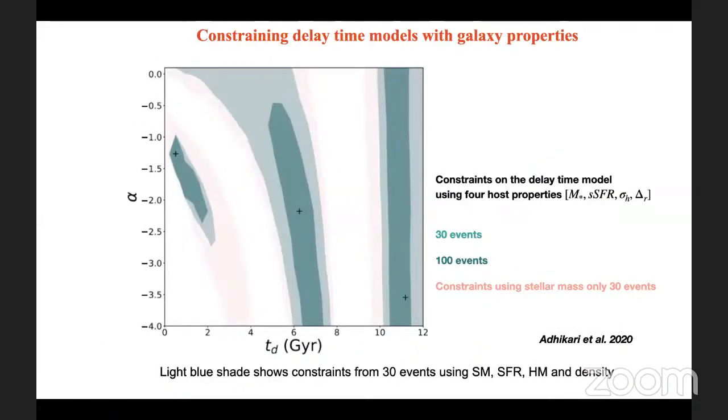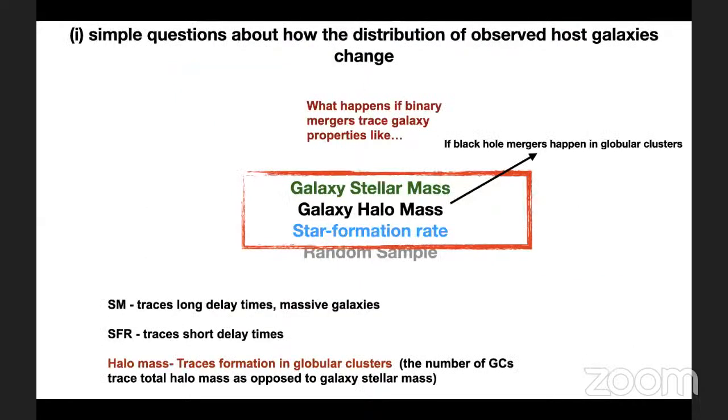So then we did some simple exercises asking how many events, how many host galaxies, not events, we would need to start putting reasonable constraints on these delay time parameters, like the slope and the minimum delay time. Optimistically, with 30 events, we would start to rule out different parts of the parameter space. And if we were to have 100 host galaxies, we would really start narrowing down our contours. But just to keep in mind, so far we've had only one electromagnetic counterpart. So going ahead, it'll be interesting to see how well we can actually constrain these.